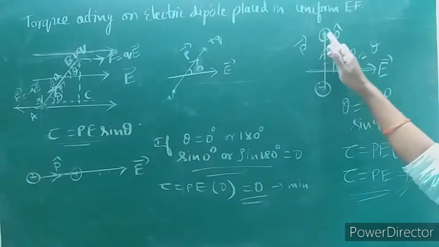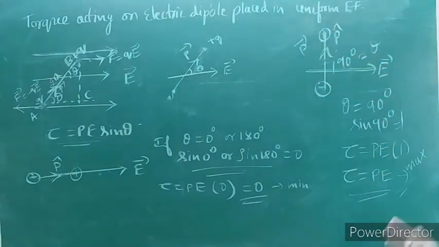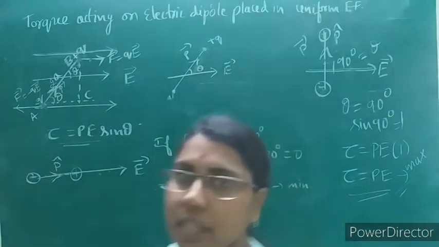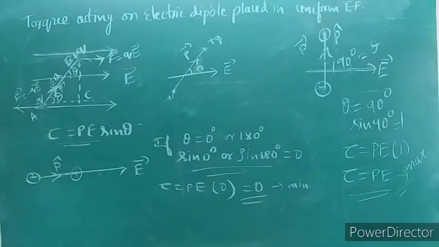When the dipole is perpendicular to the direction of the electric field, then maximum torque acts on the dipole, that is equal to PE, in order to orient it in the direction of the electric field. This is about the torque acting on a dipole.